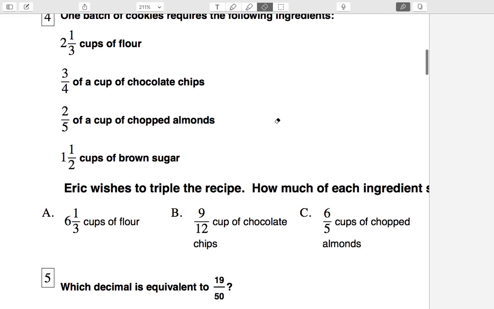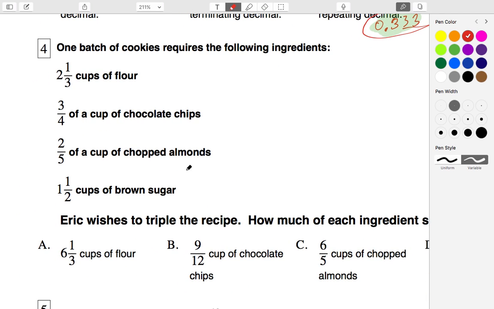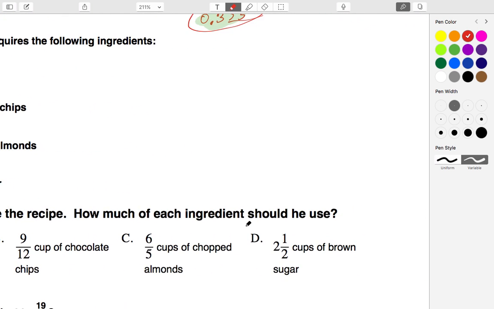Okay, Eric wishes to triple the recipe. Triple, what kind of number would that be? 3. Okay, so we know we got to do something with 3. How much of each ingredient should he use?